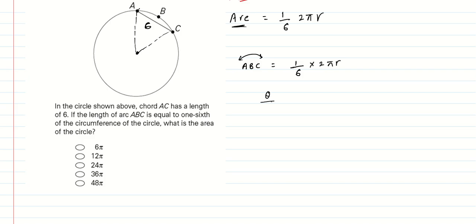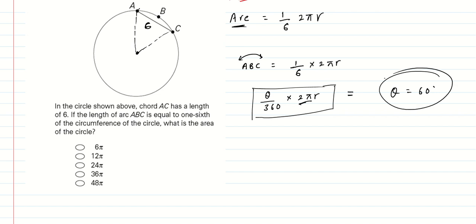So theta by 360 into 2 pi r. Correct? This is the arc length, no? 2 pi r means what? Correct. Circumference of the circle. So will I get the theta from here? Theta must be 60 degree.